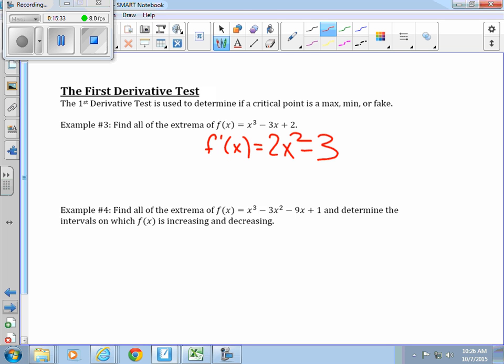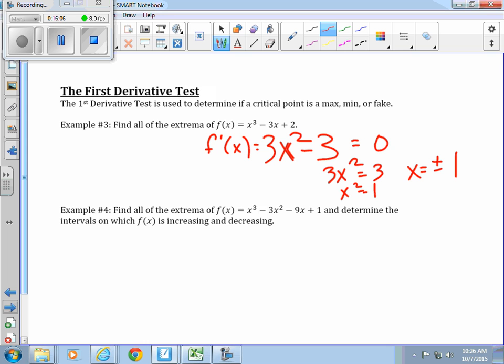I need to know when it equals 0, right? So set it equal to 0. Make it 3x squared. 3x squared minus 3. Set that equal to 0. And if that equals 0, x is 1 or negative 1. Everyone agree?